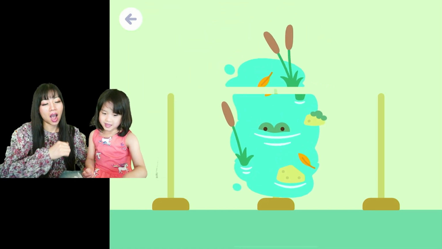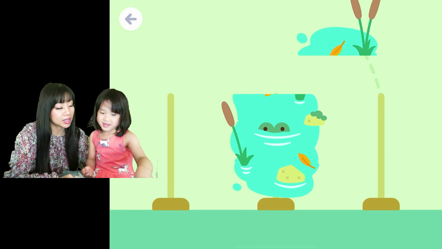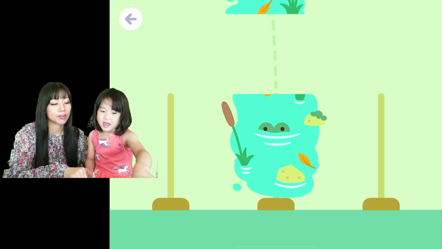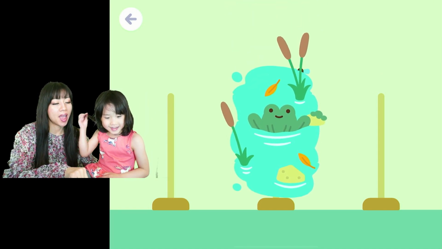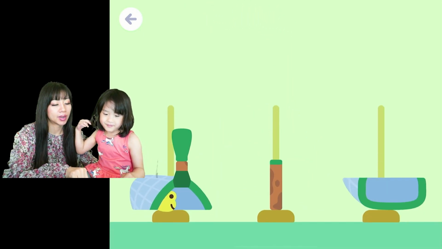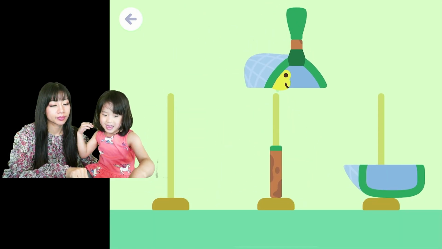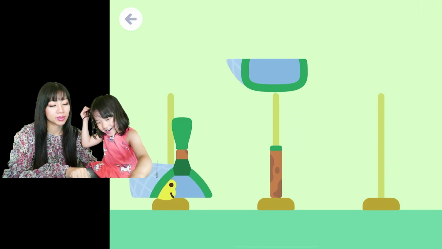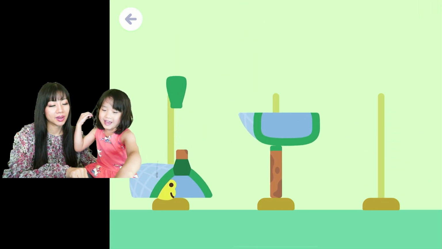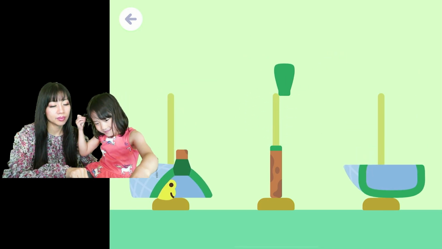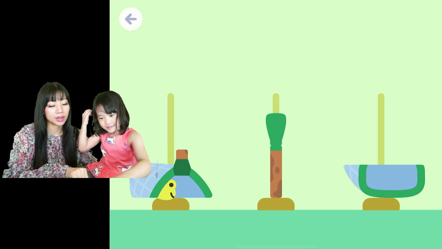See? Even if it looks easy, it might not be easy. And then you just try and try again. Boom! Yay! See, some of them are hard. Right, Ella? Yeah. Oh? I don't think that's how it goes. I'm just joking. I just wanted to do that. Oh, I don't think that goes there either. I'm just joking. Oh, yeah, that goes there. Yeah, good.